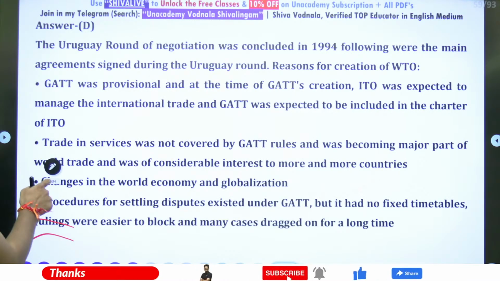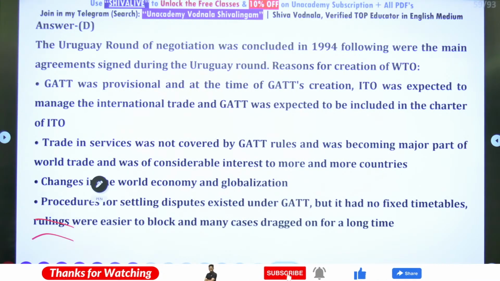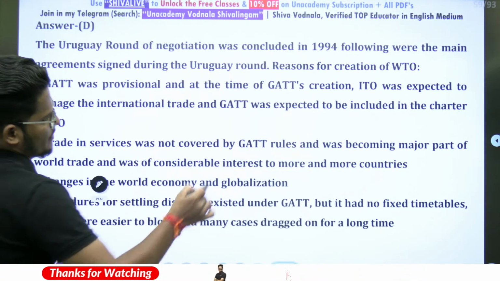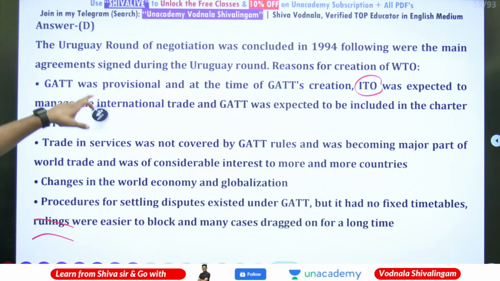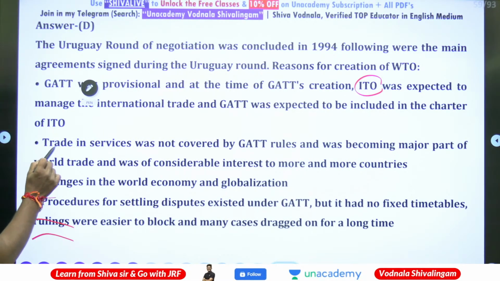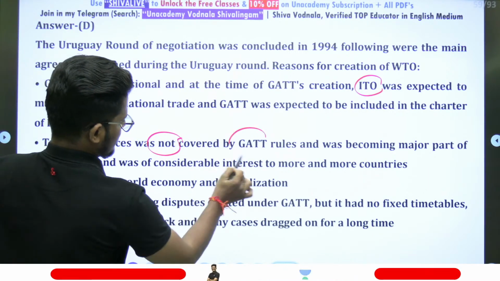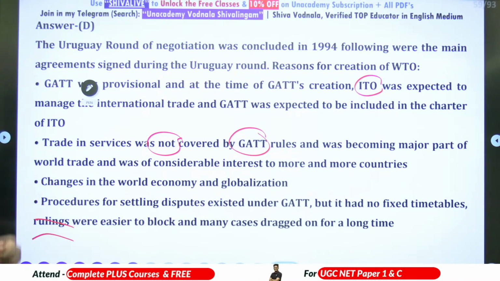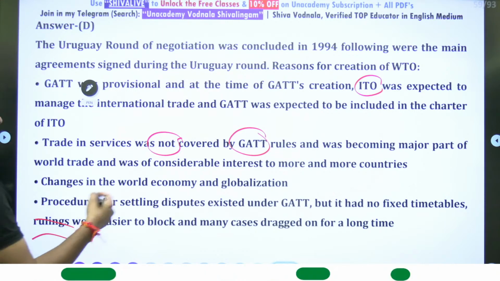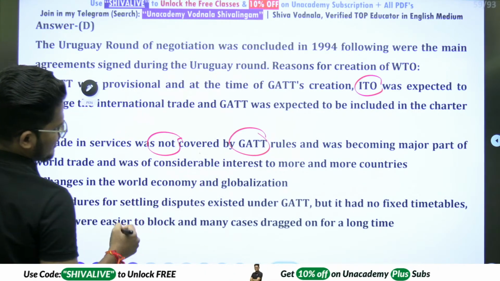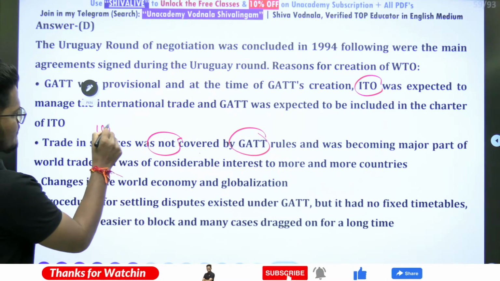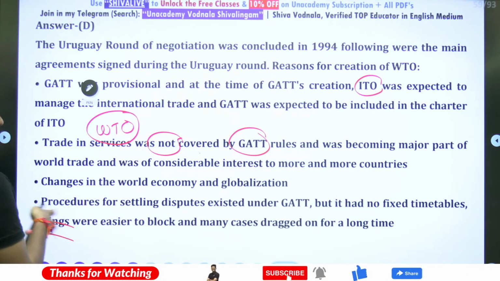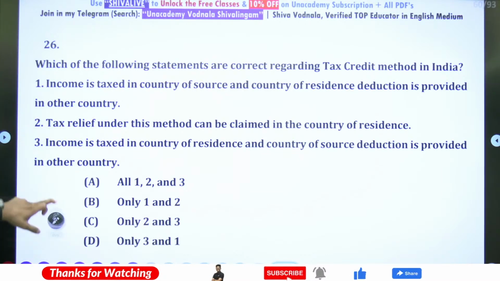Option D is the correct answer because all were reasons. Here you can see GATT was provisional, and at the time of GATT creation, the ITO, International Trade Organization, was also there, expected to manage international trade, and GATT was expected to be included in the charter of the ITO. But trade in services was not covered by the GATT rules, and it was becoming a major part of world trade. Because of these changing economies, services needed to be included in GATT, so we needed to amend the GATT. Rather than doing that, we had the WTO as a replacement in place of the GATT. Till that time it was GATT, later it became WTO.